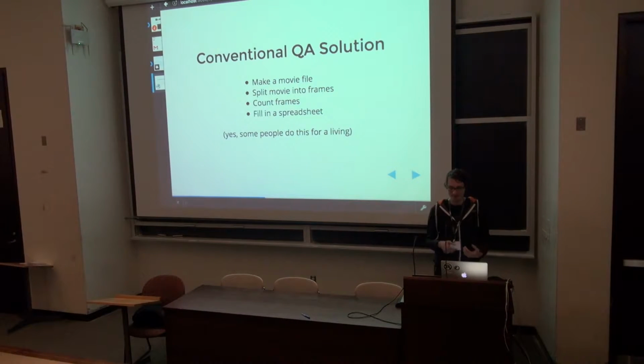So generally, when you want high quality results, the conventional QA solution is to take a high-speed camera, point it at the screen, make a movie, split the movie into frames, and then since a camera operates at a specific number of frames per second, you can calculate from that exactly how long an operation takes. And then you put that number into a spreadsheet, and then you send that to your manager. And yes, there are some people who spend either a small part or a large part of their day-to-day job doing exactly this.